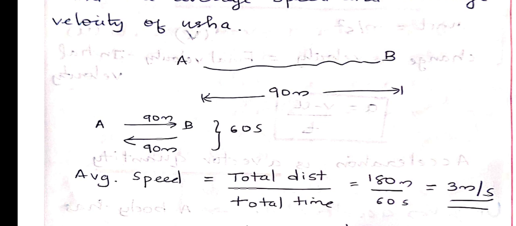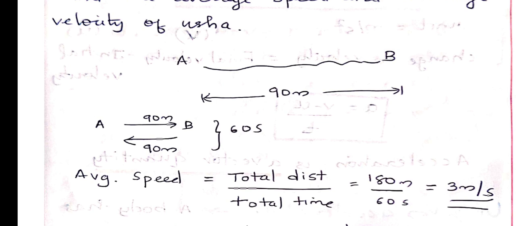That is, total displacement is equal to 0, because A to B is in one direction and B to A is in the opposite direction, which means 90 minus 90 is equal to 0.